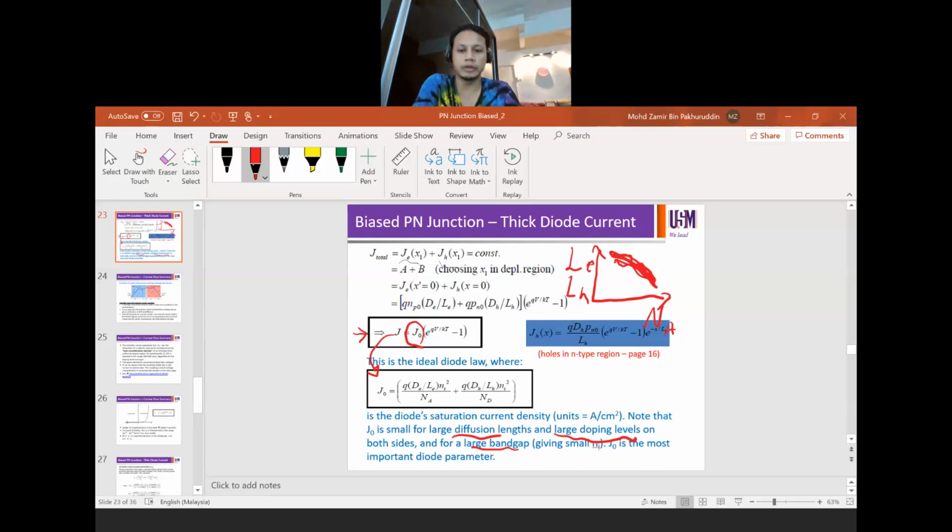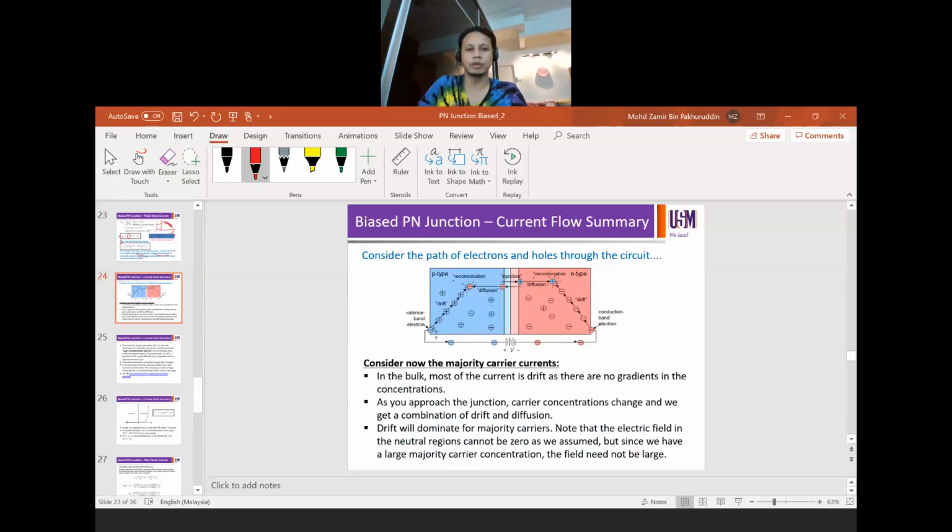So J naught is the most important diode parameter. We'll see a little bit later on PVCD-ROM. I'll go to that shortly. This page is the summary of what we've learned so far. It is the movement or transport of electrons and holes through the PN junction and also through the quasi-neutral region.